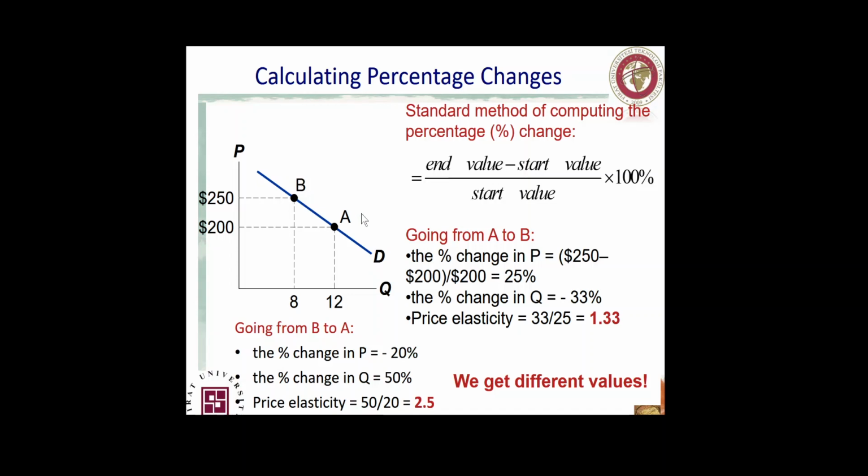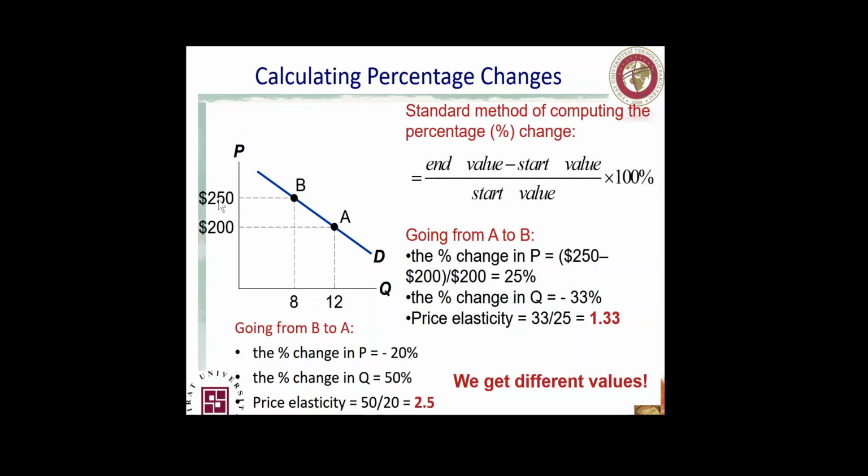Let's go from B to A. I assume that we should get the same elasticity because we are moving along the same way but in the opposite direction. Now if we do the same process from B to A, the problem is we will not get the same values. Now look, this is the initial price, this is the final price, this is the initial quantity, this is the final quantity. So let's start with the quantity. So this is the final, 12 minus 8, that's 4 over 8 multiplied by 100, so we will get 50%.